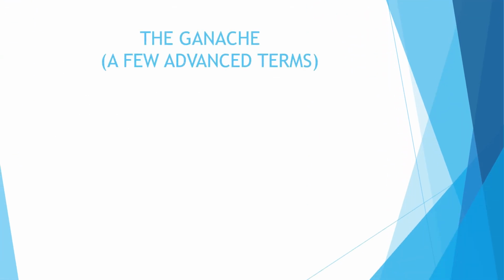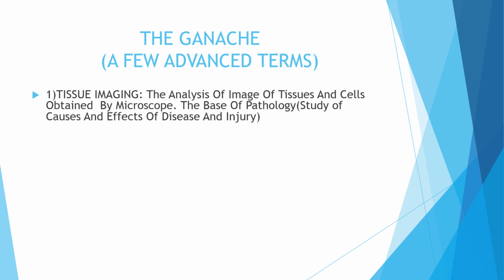The ganache. Yes, a few advanced terms, but explained in baby language as I promised. Tissue imaging: the analysis of images of tissues and cells obtained by a microscope. For example, you obtain a microscopic image of the onion peel. You analyze the image, the cell which has a nucleus, which has thickened cell walls, and on that basis you record some observations. This is called tissue imaging. Tissue imaging is the base of pathology, a field in medicine.